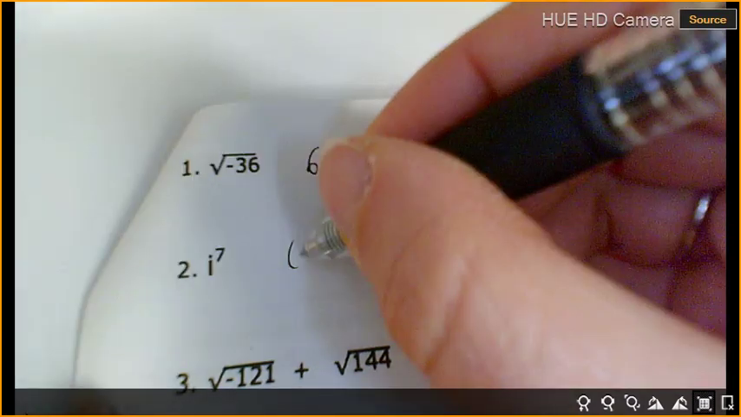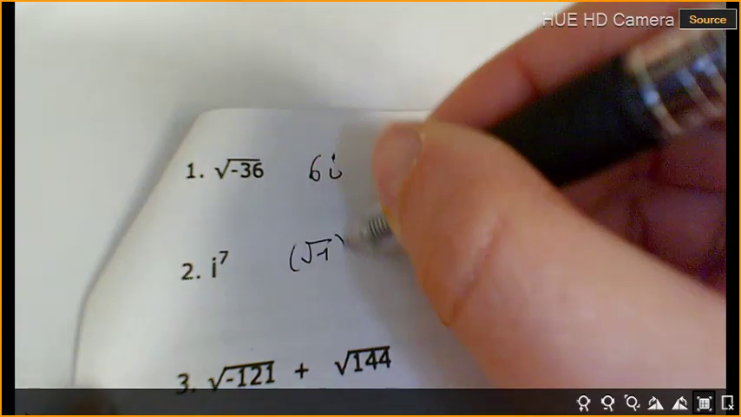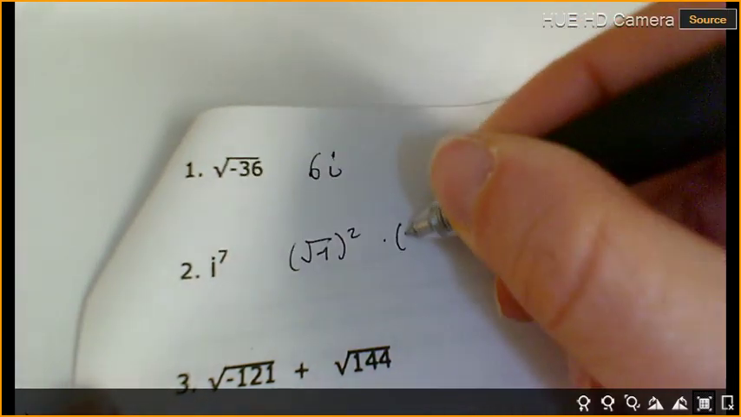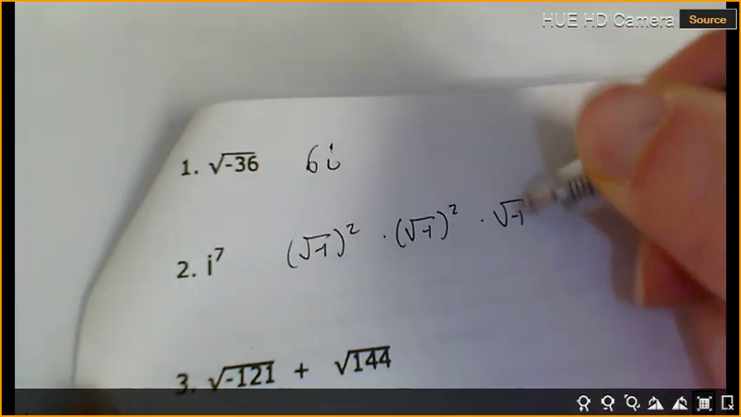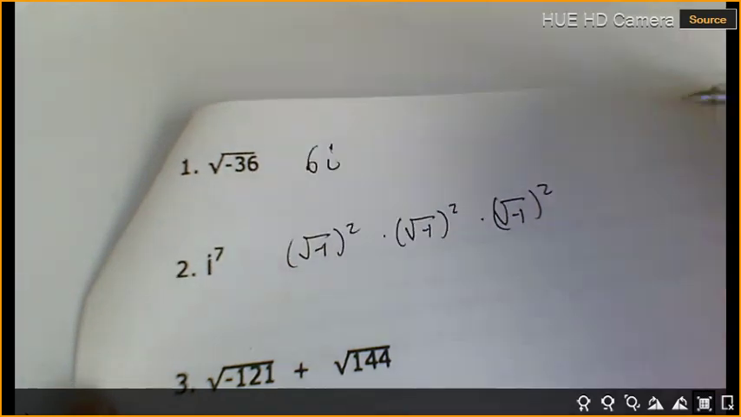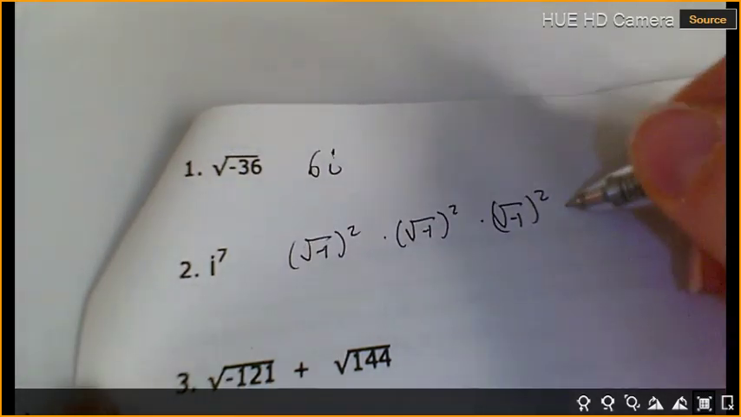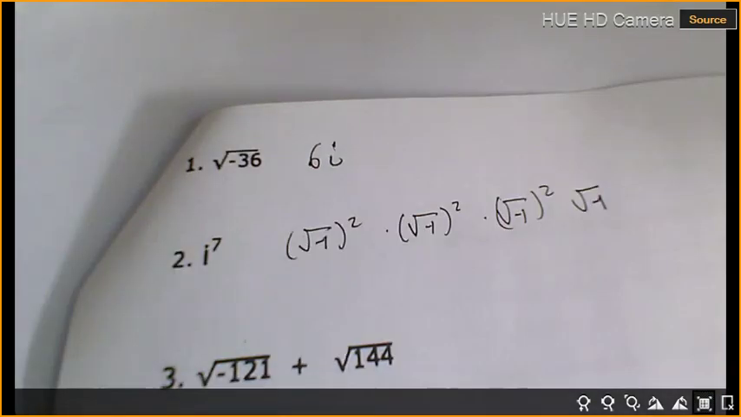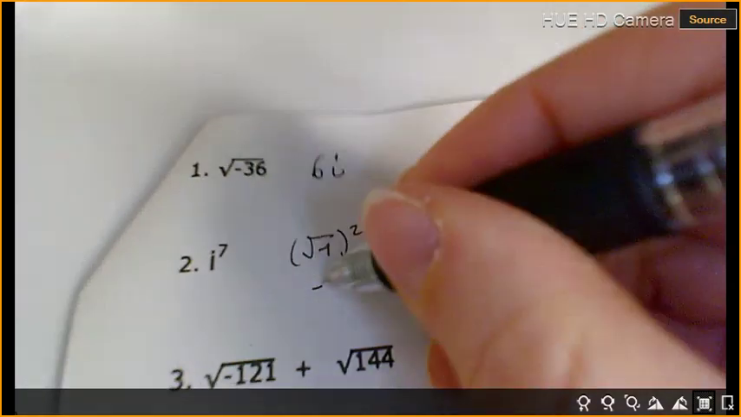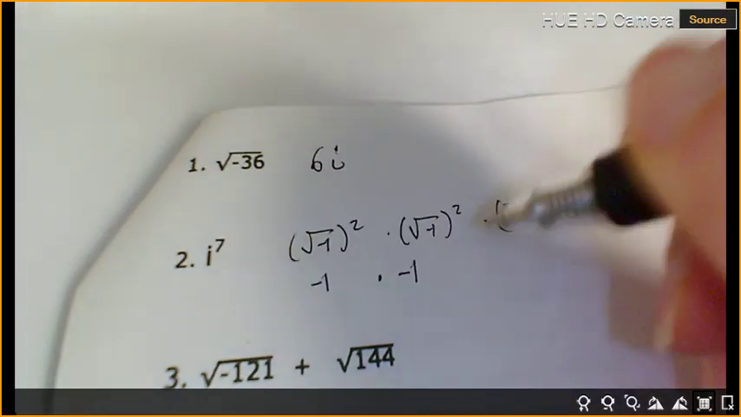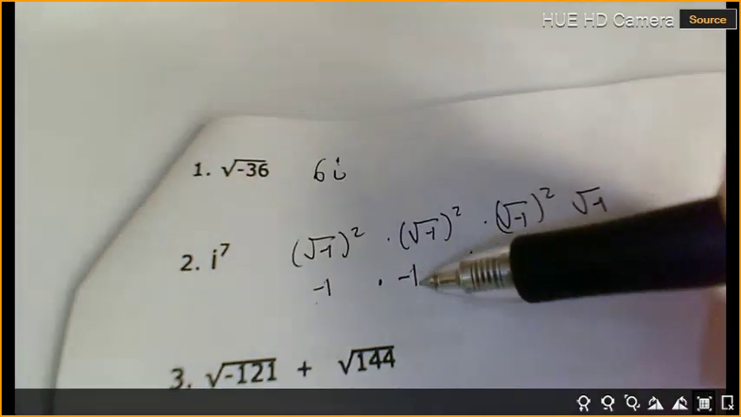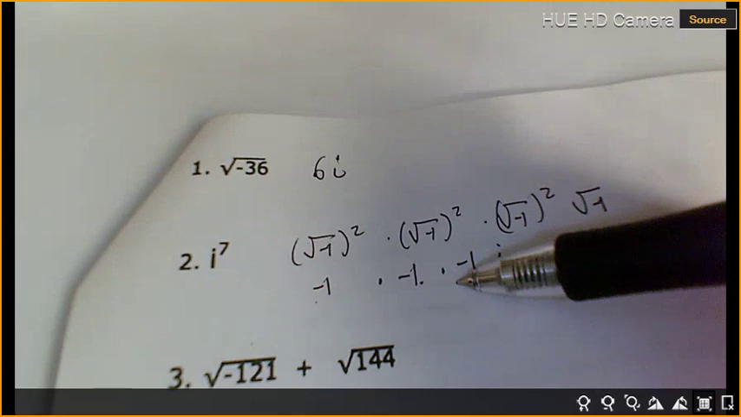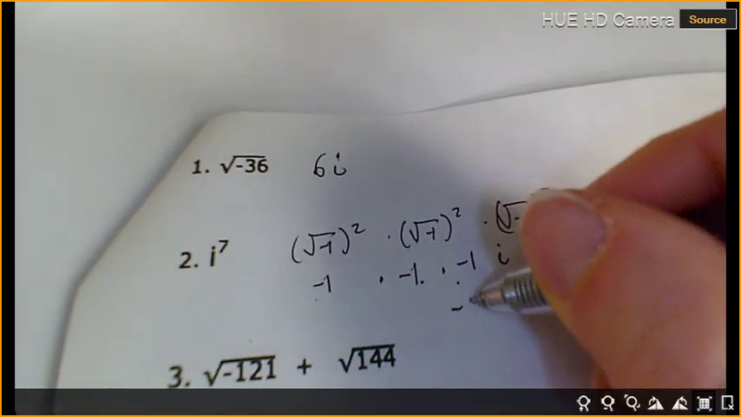Now i to the 7th power is a little confusing, right? So we've got the square root of negative 1 squared, square root of negative 1 squared, square root of negative 1 squared. And that means we have got to the 6th power, so we need 1 more, right? This is negative 1 times negative 1 times negative 1 times i. What's a negative times a negative? Times a negative is a? So it's negative i, or negative 1i.